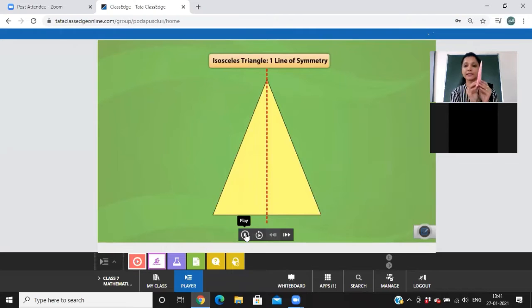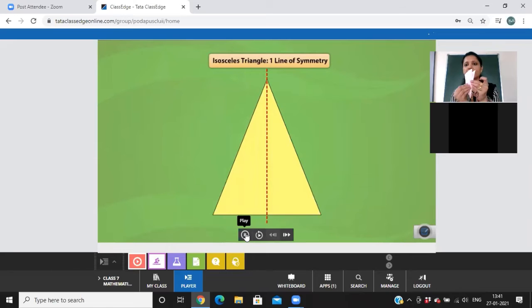So that means this vertical line is the line of symmetry for the isosceles triangle. Now try folding this isosceles triangle along the line from the other vertices. If you fold this isosceles triangle along this line, what do you observe? Are they overlapping?